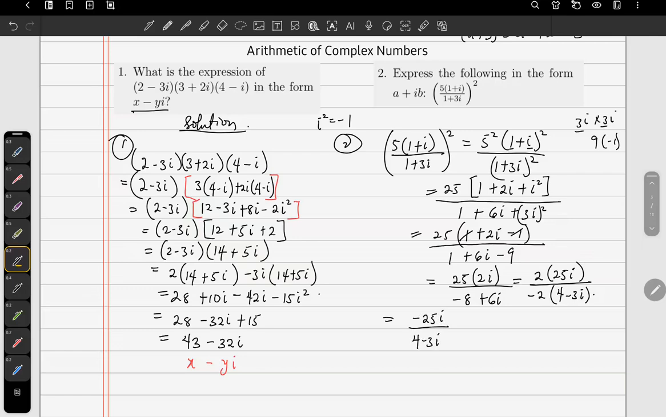The next part will be the division part, where we do the conjugation. You remember when you did surds, radicals, you don't leave the radicals in the denominator. We do what we call rationalization, which is a process of making something that is irrational, rational. In this case, we cannot call it rationalization, but it's the same approach. Here, we want to avoid a complex number in the denominator. So what do we do? We multiply both the numerator and the denominator by the conjugate of the denominator.